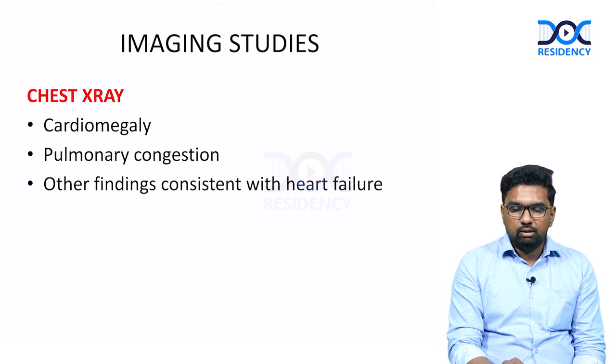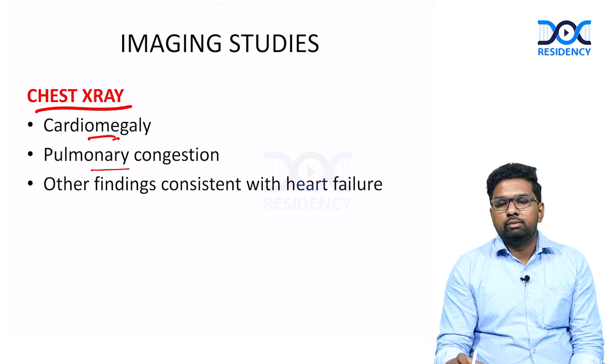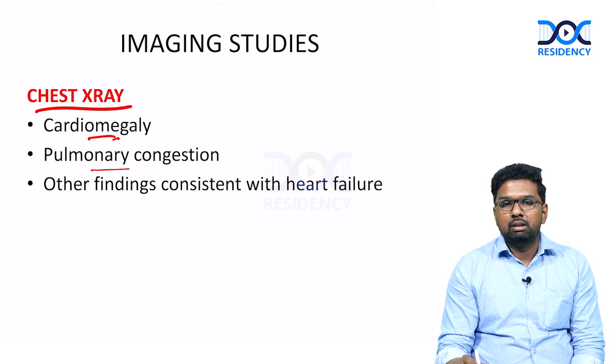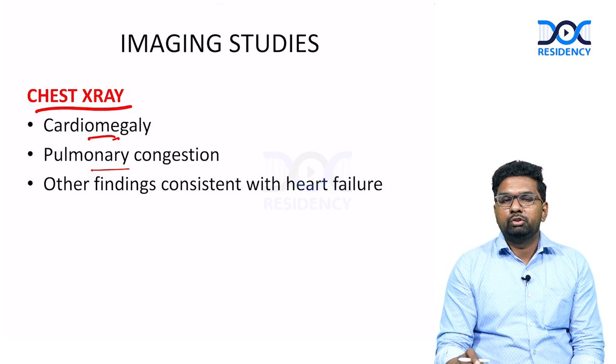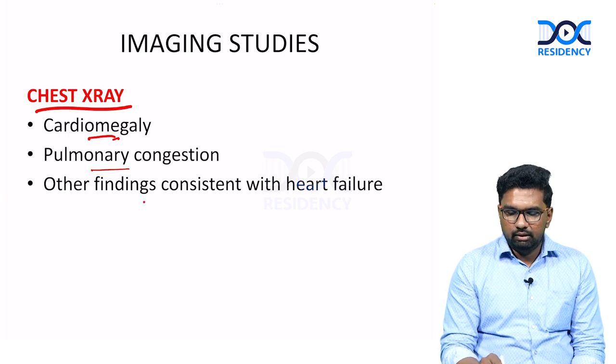In X-ray, what are the things we are supposed to see? Cardiomegaly. Second is the pulmonary congestion, and other findings related to heart failure, like increased pulmonary plethora and increased bronchovascular markings in the lungs. And if there is a presence of stenotic lesion in the mitral valve, that may give right ventricular hypertrophy. If there's a regurgitation lesion, that will be dilated right ventricles. These are the findings we are supposed to see in the echo or even in the chest X-ray.